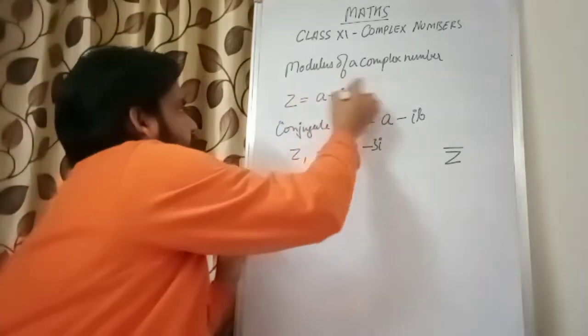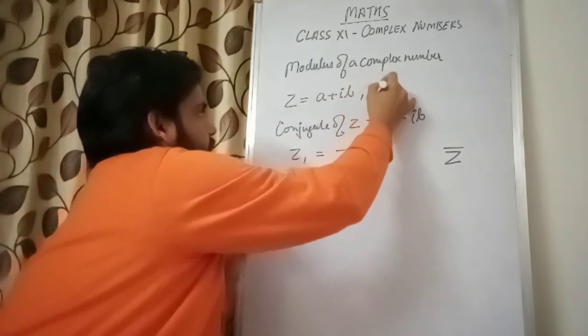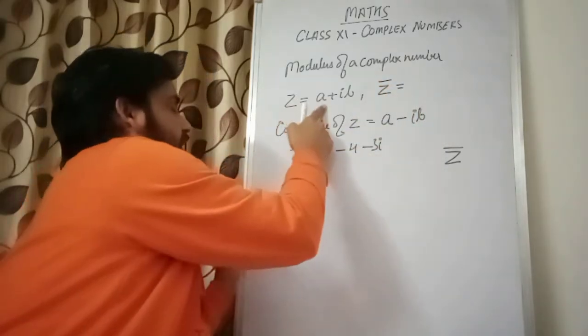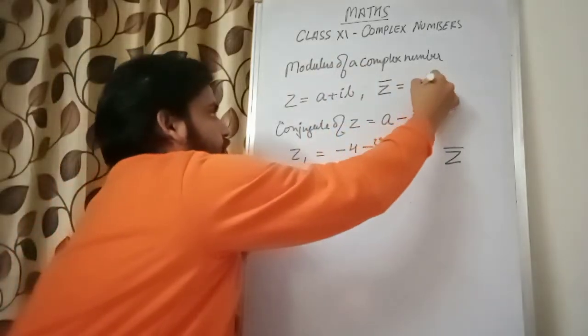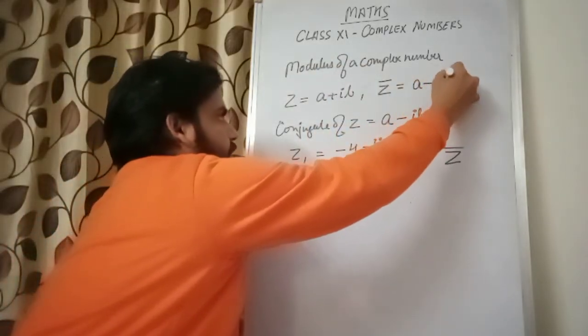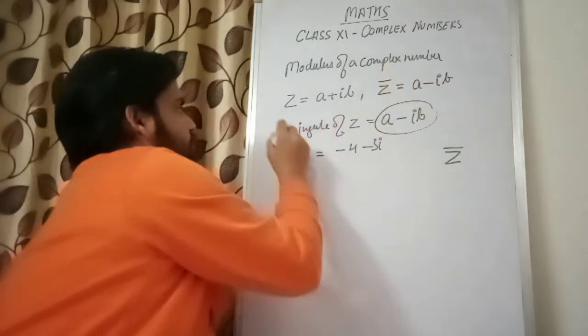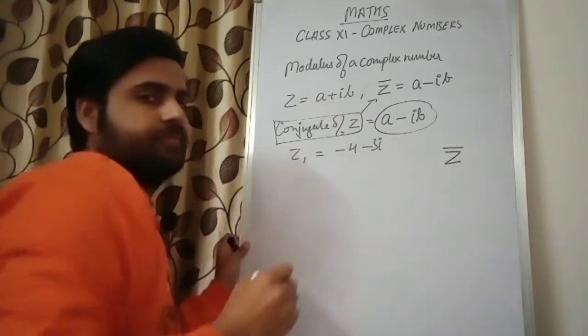So if I say this, if I say z bar, what will it be? The conjugate of z. And what will be the conjugate? Just change the sign which is in front of i. So the conjugate of z will be what? a minus ib. All right, a minus ib. So we can say the conjugate of z can be represented by this symbol.